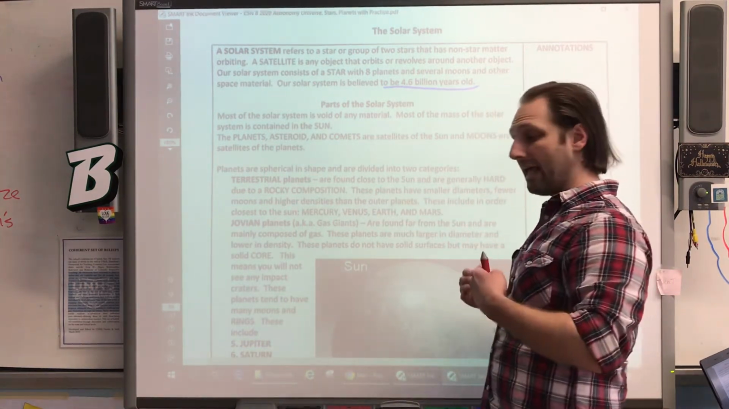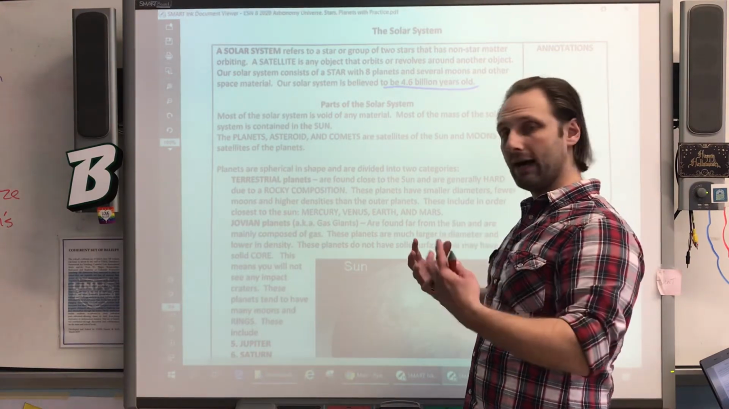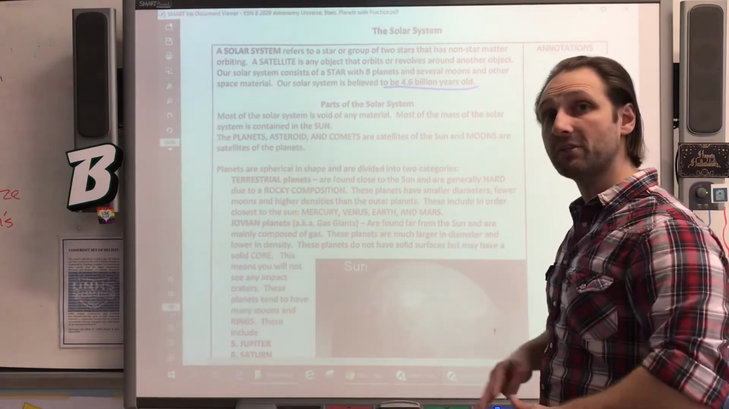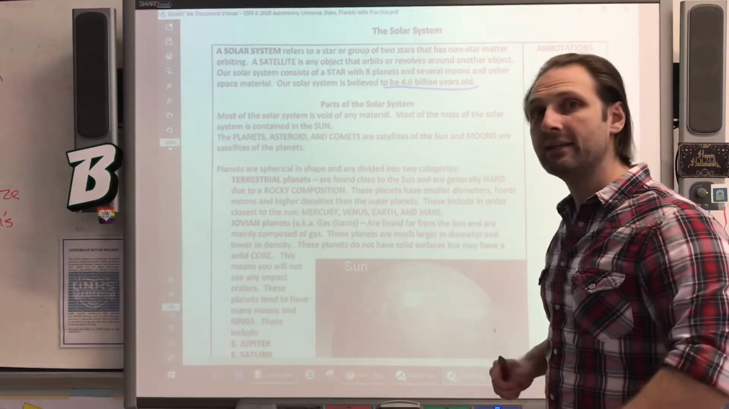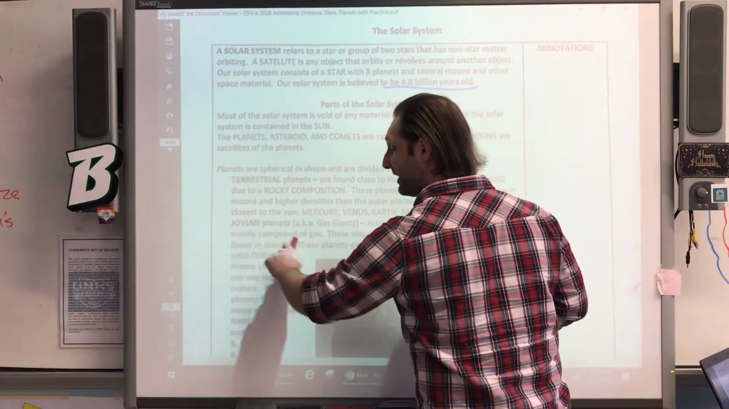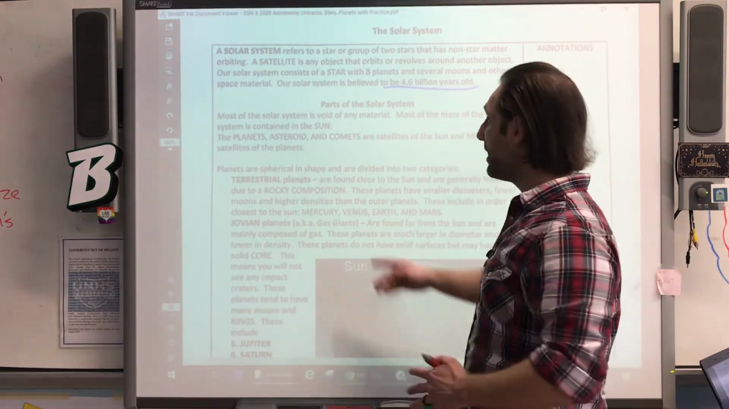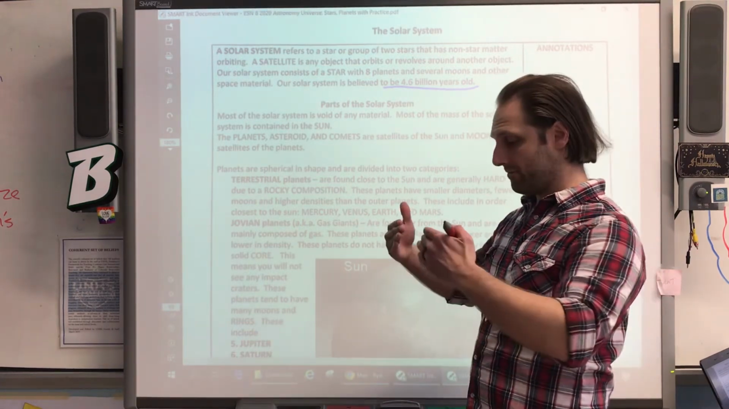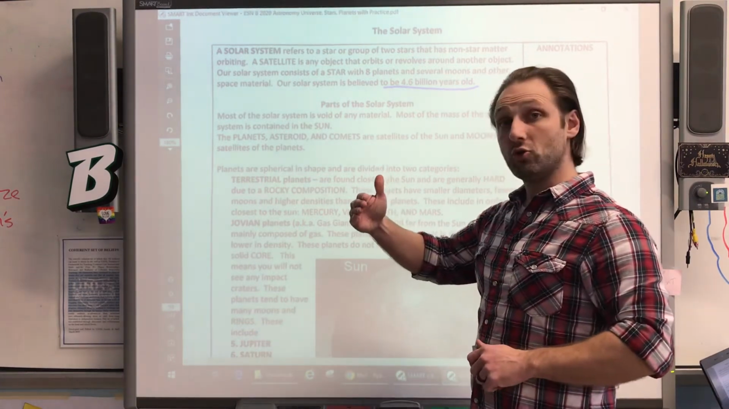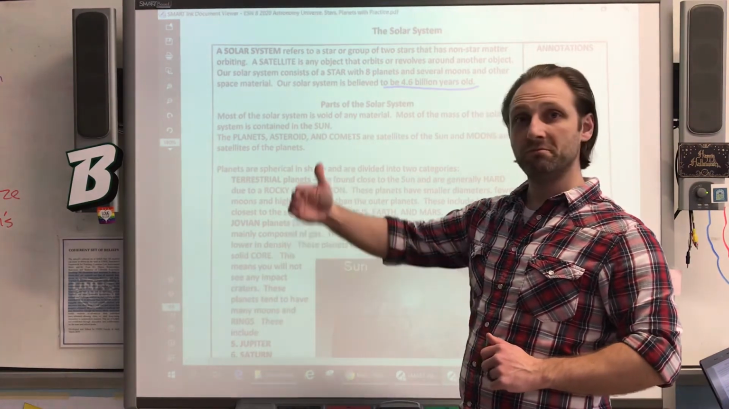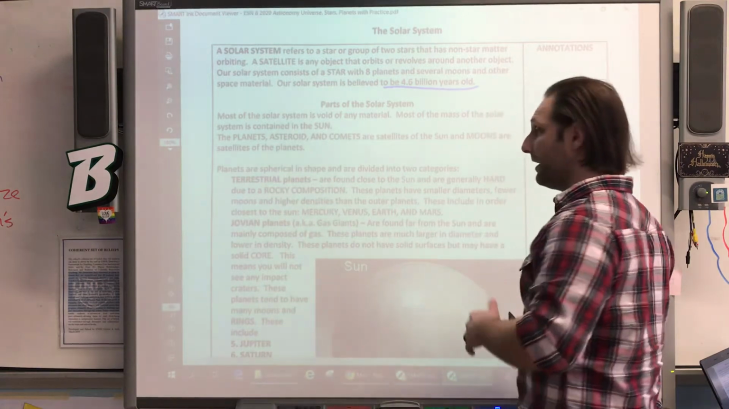All of them have densities that are high due to their rocky composition. Okay? They have a surface that can be landed on. Jovian planets are the remaining ones. We call them gas giants. So after Mars, you have an asteroid belt, then you have Jupiter, Saturn, Neptune, Uranus. That's in order.